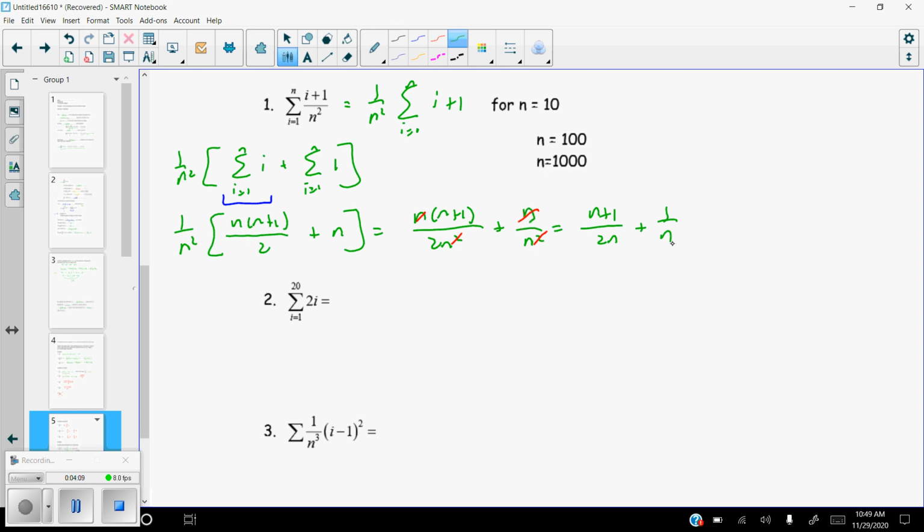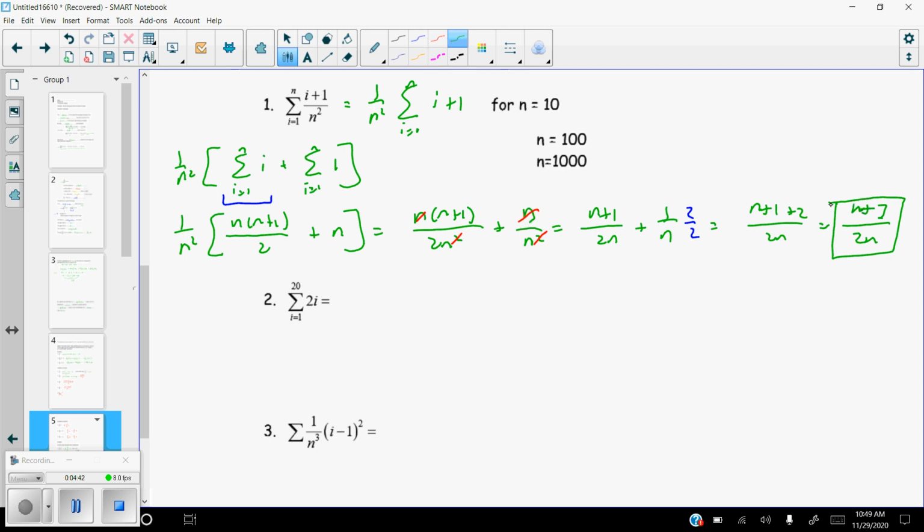If I want to simplify this even further and put it into one common fraction, I would multiply the second fraction here by 2 over 2 so that I can get a common denominator. And when I do that, what I'm going to end up with is (n plus 1 plus 2) over 2n, which is going to be (n plus 3) over 2n. So that is the sum of (i plus 1) over n squared as i goes from 1 to n.